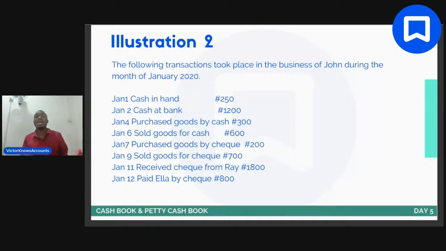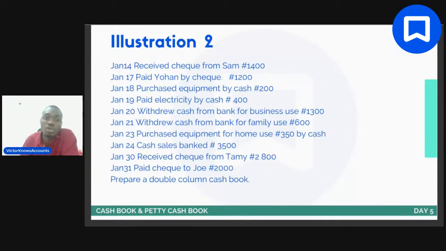So you have seen the difference. Whenever they say anything involves cash, it is going to be under the cash column. But if it involves cheque, then it is going to the bank column. Is that fine? So sold goods for cheque, bank column. Received cheque from Ray, bank column. Paid Ella by cheque, bank column. Received cheque from Sam, bank column. Paid Johan by cheque, bank column. Purchased equipment by cash, cash column. Paid electricity by cash, cash column.